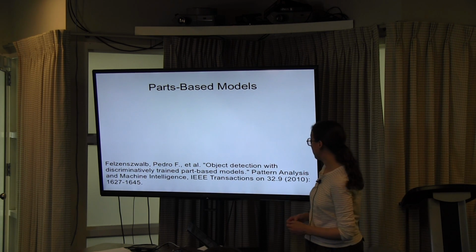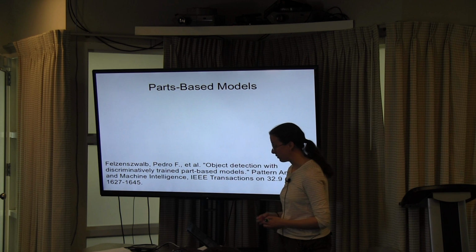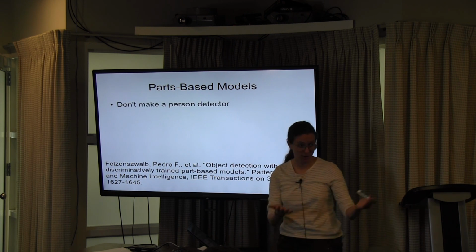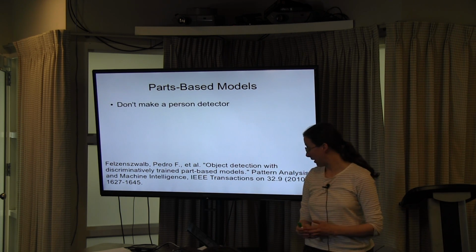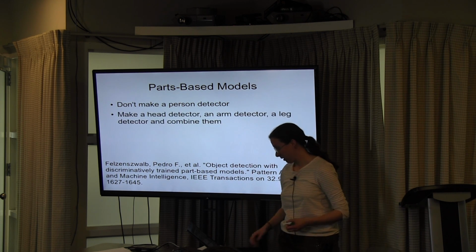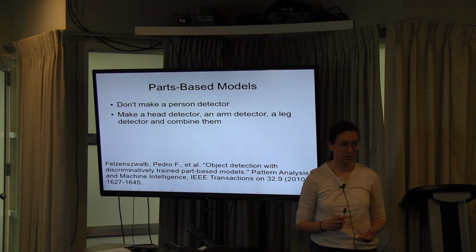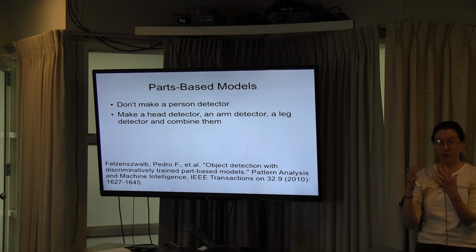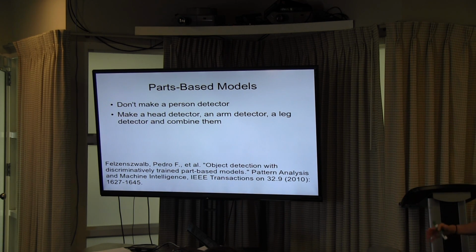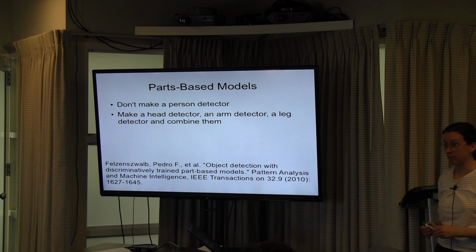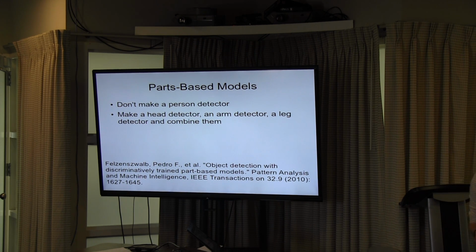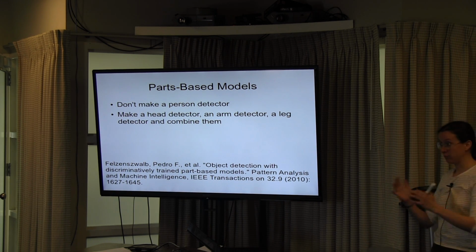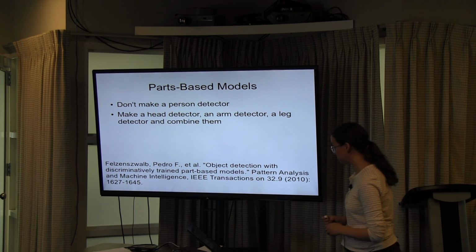We'll talk about Pedro's parts-based model for detecting people and bicycles and stuff like that for object recognition. These are called parts-based models. The basic idea is one you guys already came up with earlier in class. Don't make a person detector. Make a head detector and an arm detector and a leg detector and combine them, and hope that those individual part-based detectors can give you more accurate information about whether there's a person than just doing the flat, direct person-based detector.